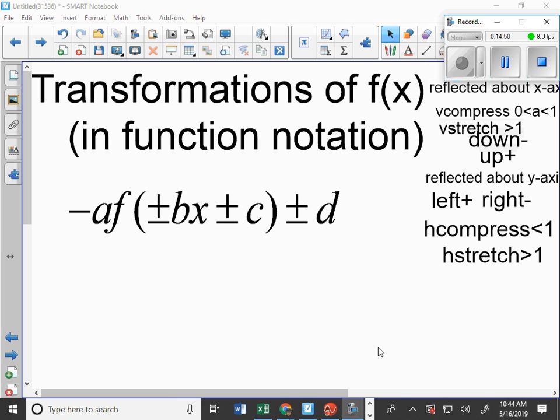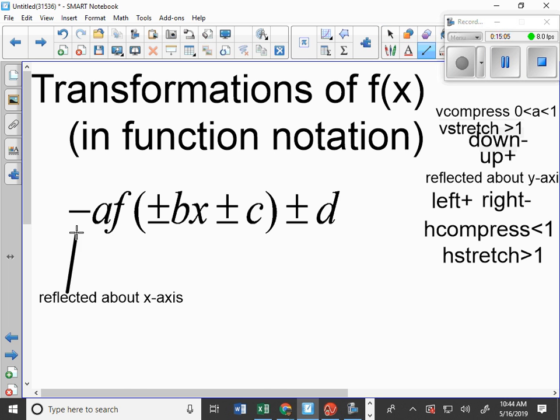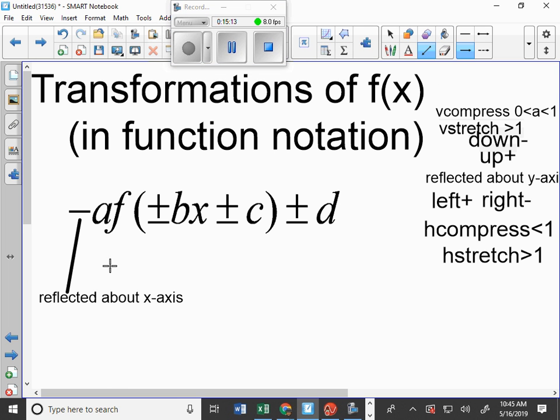So let's review all the translations. We notice that the negative sign here lets us know that we have a reflection. The negative sign by itself lets us know that. So I'll put an arrow right there. Ooh, that doesn't look like an arrow. Let's make it look like an arrow. That's better.